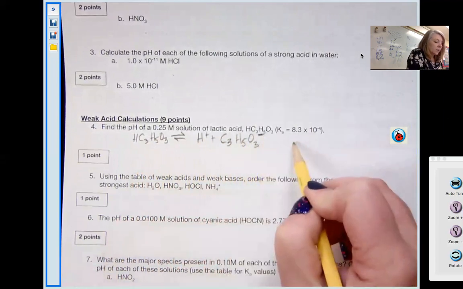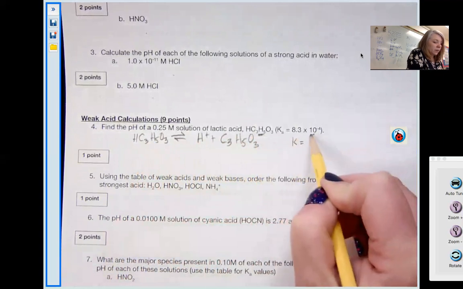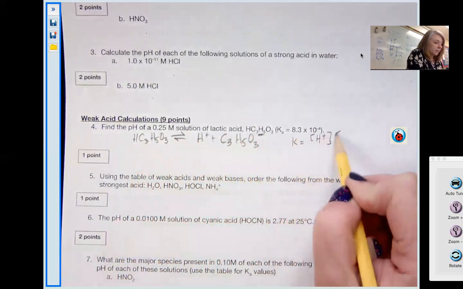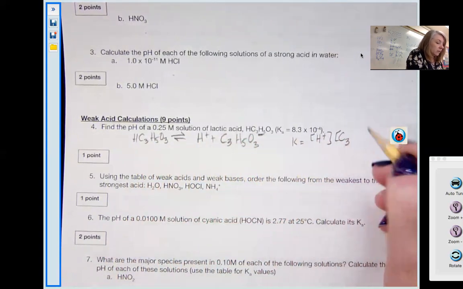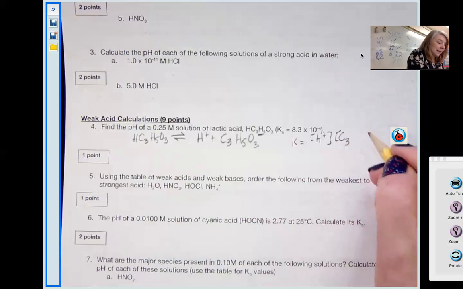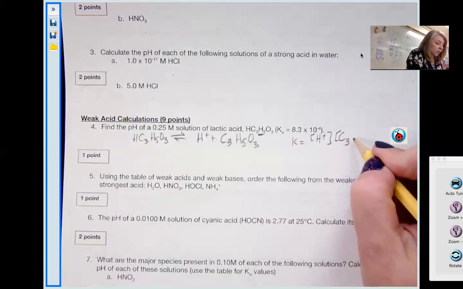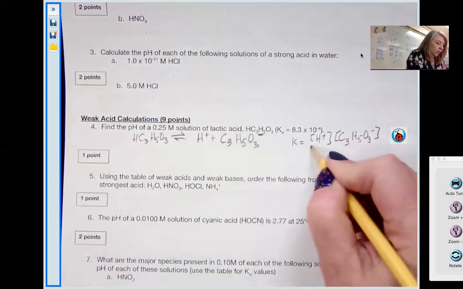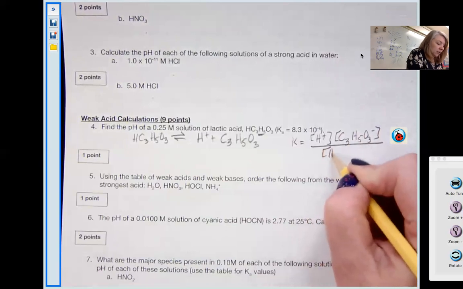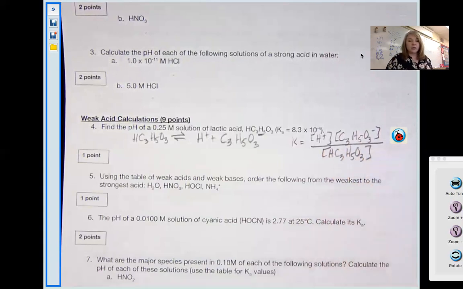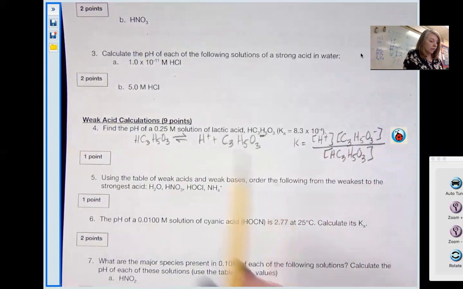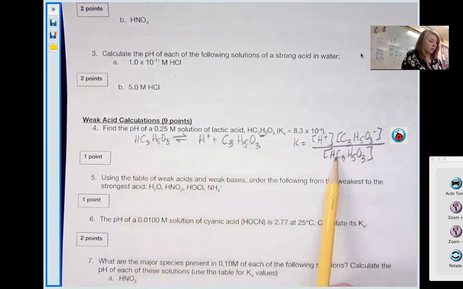And your Ka expression is equal to hydronium times the lactate, since that's lactic acid. Probably heard of that before, especially if you're lactose intolerant. H5O3 minus over your acid, HC3H5O3. I want to see your expression written on all of your weak acid species. So you should have this written, okay?